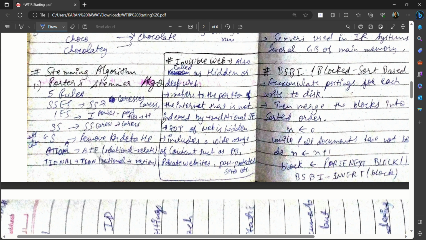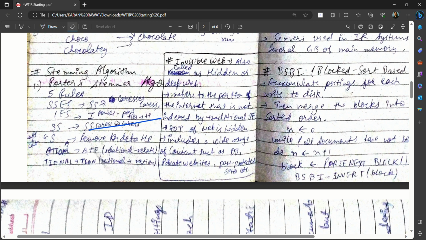Okay, I'm not telling you anything which is not there in your syllabus. This is it. You should remember these points, and if you write these examples in your answer sheet, that will create a good impact. You will definitely get good marks. So first is this SSES.